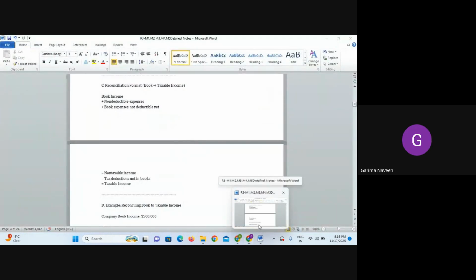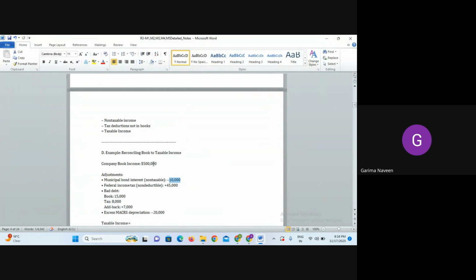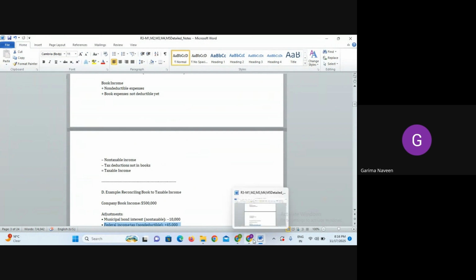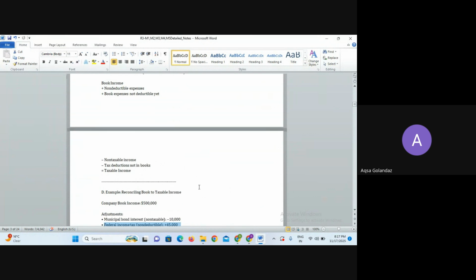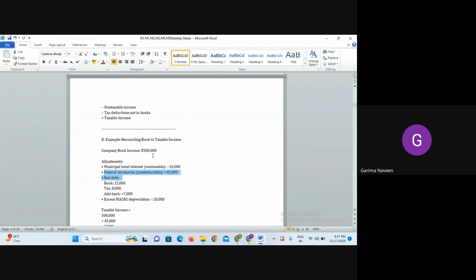Yes. So you have to subtract these items from your book income. Next, federal income tax. So federal income tax, is it deductible or non-deductible expense for taxable purposes? Non-deductible. Yes, that means you have to add it back.